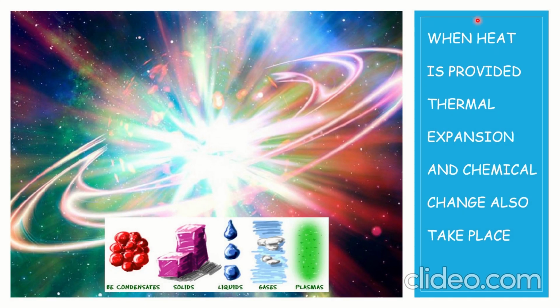When heat is provided, thermal expansion and chemical change also take place. We know that when temperature increases or heat is provided, the particles move away from each other. And when the particles move away from each other, the object expands. That is what is thermal expansion. It's really simple. And chemical change also takes place. Burning of something is a chemical change, where a new substance is formed. If you burn coal, for example, a new substance, ash, is formed. So it's a chemical change, like that.